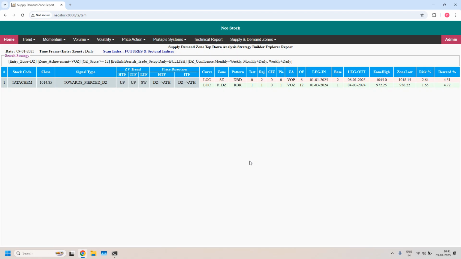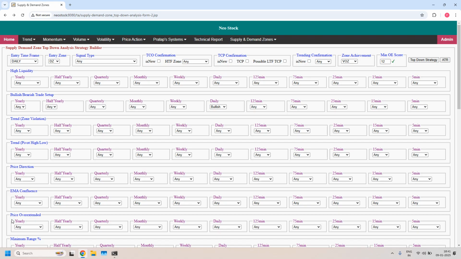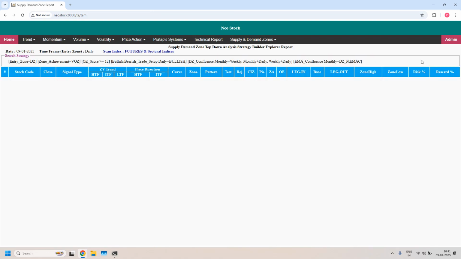Let's verify whether this pierced demand zone is having any monthly EMA confluence, because this pierced daily demand zone is part of the weekly zone, both together again part of the monthly zone, and the monthly trend is up. Let's verify. In the EMA confluence at monthly time frame, I enable the monthly demand zone having monthly EMA confluence filter. So that is not having any monthly EMA confluence. Okay, this is about the bullish trade setup monthly income trade.